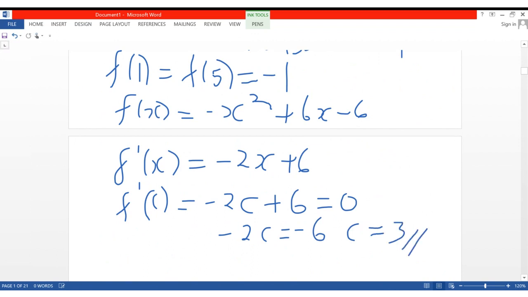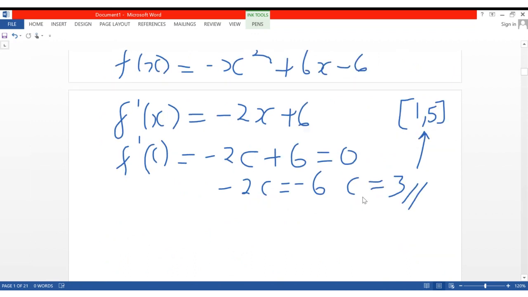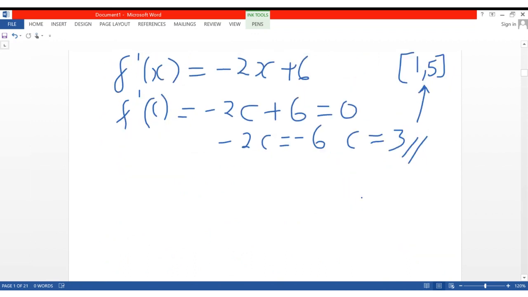Let's check our interval. Our interval was 1, 5. And you can see that the number 3 is strictly between 1 and 5. Example number 3, we confirm this one.